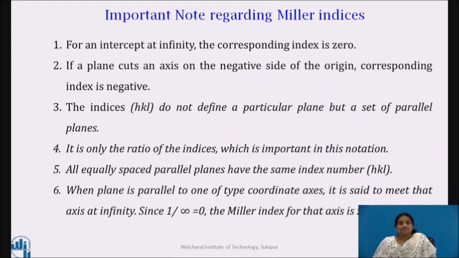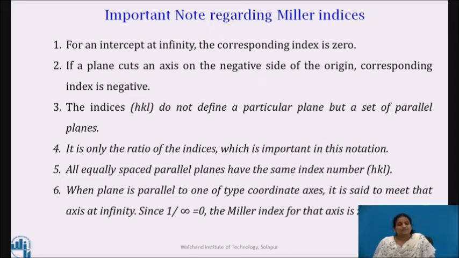Now there are some important things that should be kept in mind while calculating the Miller indices. For an intercept of infinity, the corresponding index is 0, because when the plane is parallel to one of the coordinate axes, it is said that it will meet at infinity. So the corresponding Miller index is 0. If the plane cuts an axis on the negative side of the origin, the corresponding index is also negative.